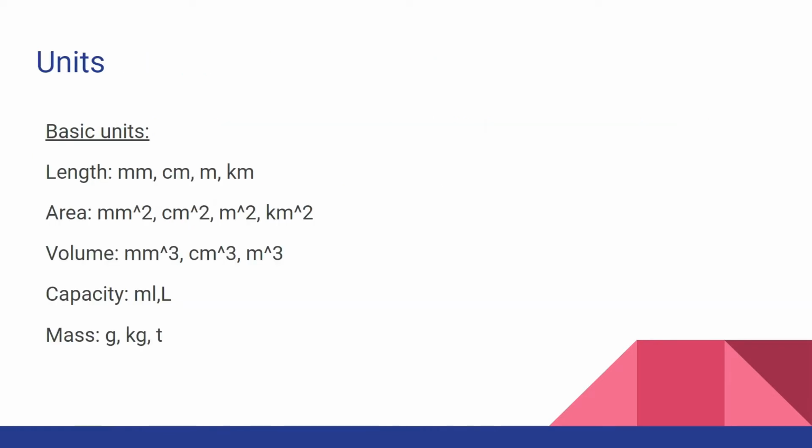Starting from the basics, we will be learning about units. Basic units which are used in mensuration are, for length, millimeter, centimeter, meter, kilometer. For capacity we use milliliter, liter. For mass we usually use gram or kilogram.